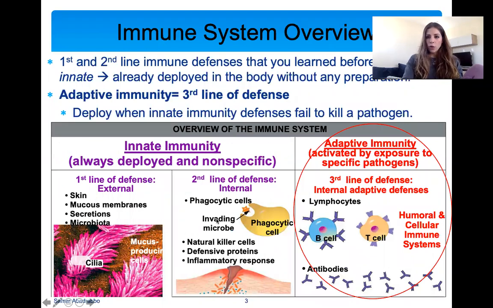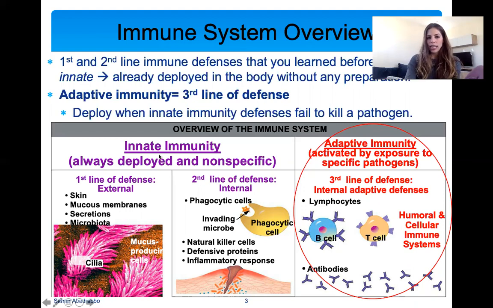So just to give an overview again, your immune system, as we talked about in the last lecture, consists of two components. So everyone, their immune system, they have innate immunity and adaptive immunity. And we've already covered innate immunity. Within innate immunity, we said that your first line of defense are things like your skin, secretions that we make, saliva, oil, sweat, mucous membranes, and the microbiota that protects you.